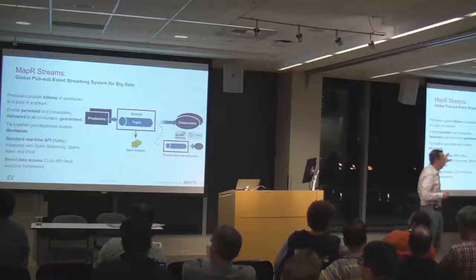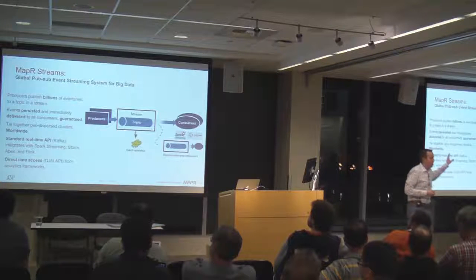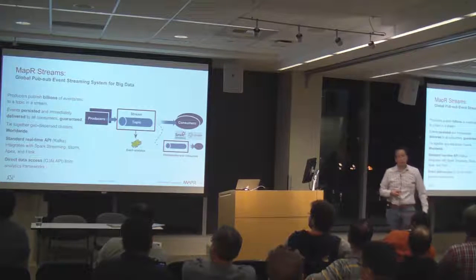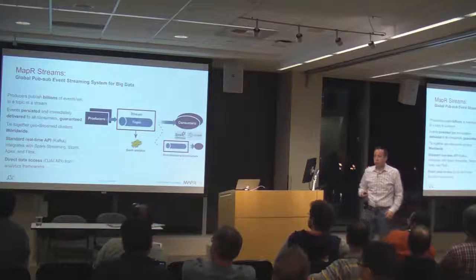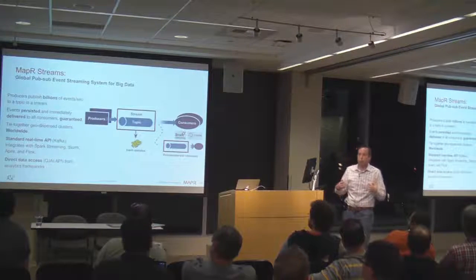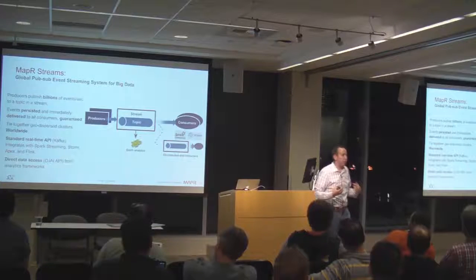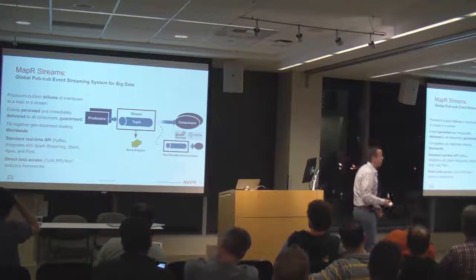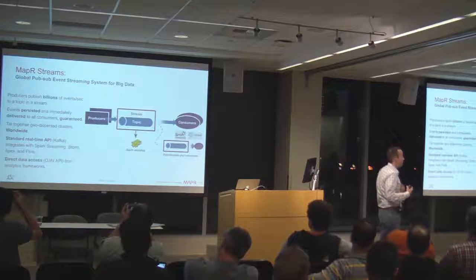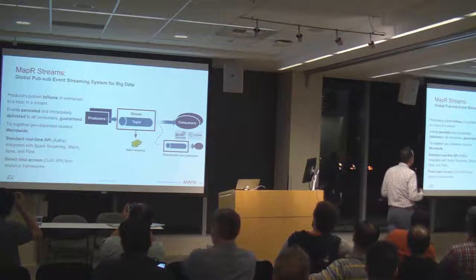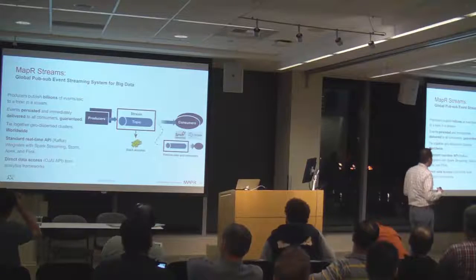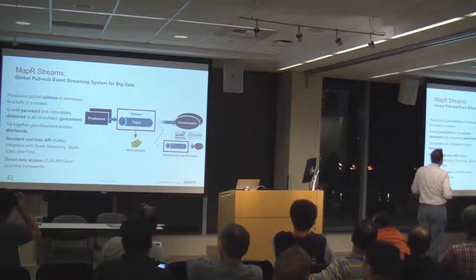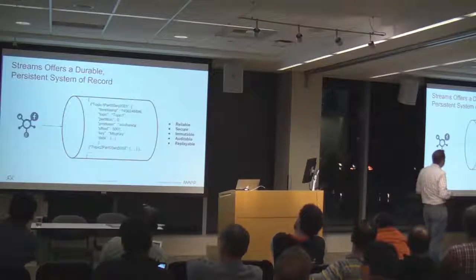So MapR Streams is a streaming system. It's a pub/sub event streaming system. It is Kafka API compatible, which means Kafka apps can work transparently on top of MapR Streams. So that's the consumers, the producers, any monitoring tool we might talk about are going to work on top of this because it implements the Kafka API. It does some pretty cool stuff, though. Let me go through some of the interesting things that it does.